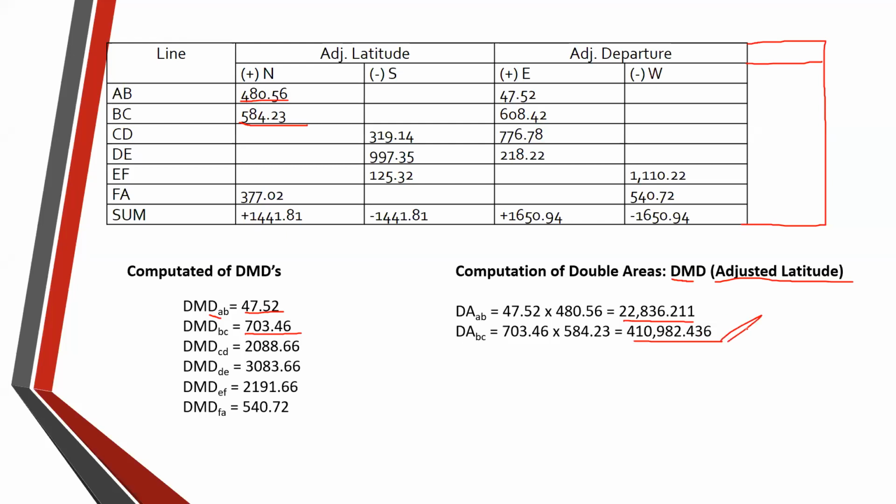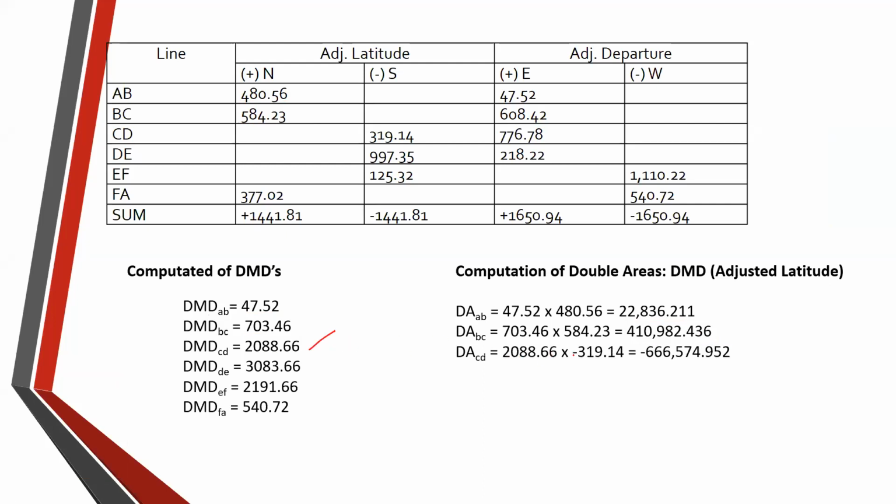Okay, correct. So we have 410,982.436. Kindly check this one. I doubt it. 410. Correct. Okay, thank you. Next, we have the departure of the line CD, that is 2,088.66 times the latitude. As you can see, it is negative 319.14 in the south. So that is 666,574.952.